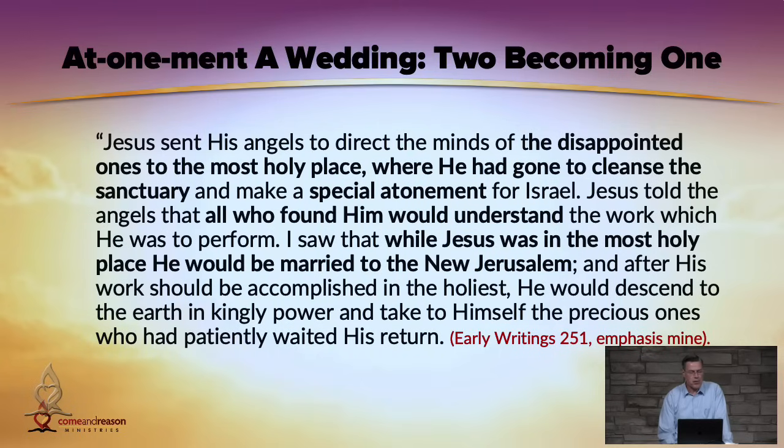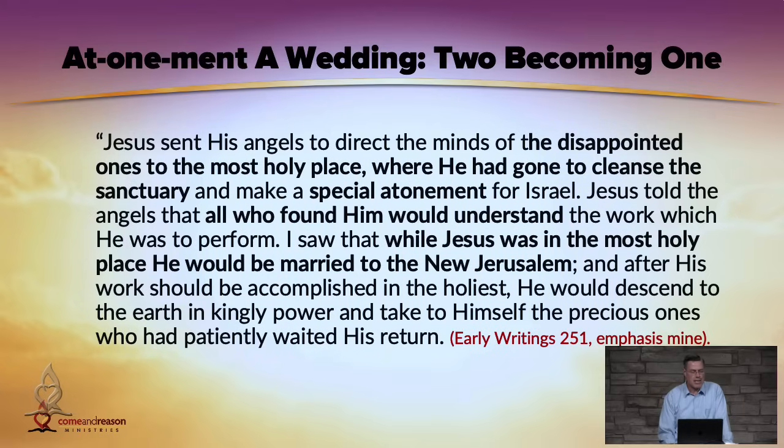This is Early Writings, 251. Jesus sent his angels to direct the minds of the disappointed ones, those who after 1844 were disappointed, to the most holy place where he had gone to cleanse the sanctuary and make a special atonement for Israel. Jesus told the angels that all who found him would understand the work which he was to perform.